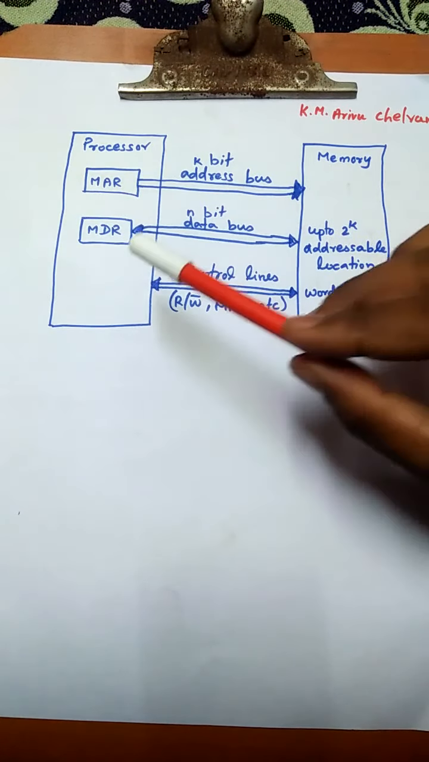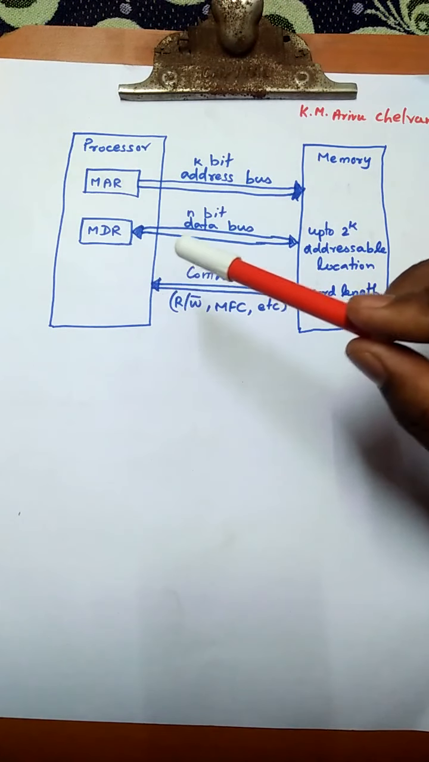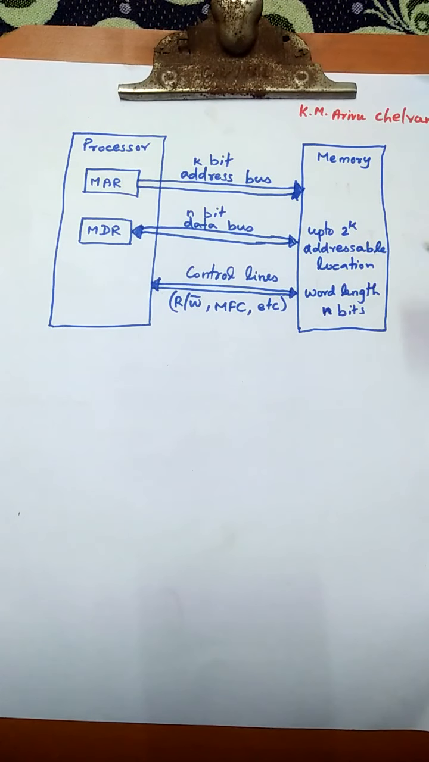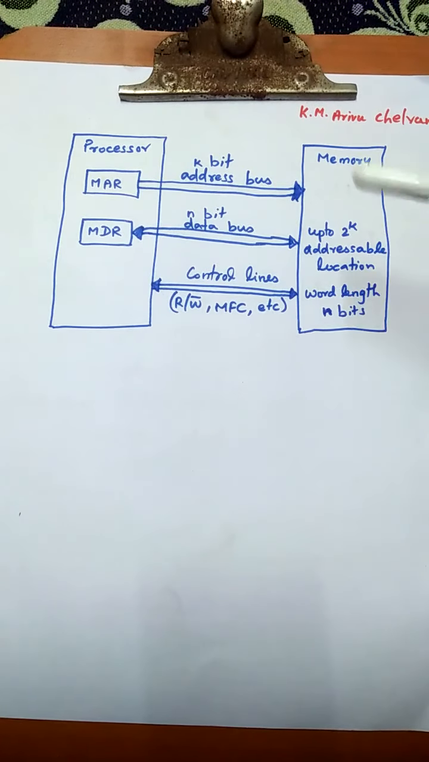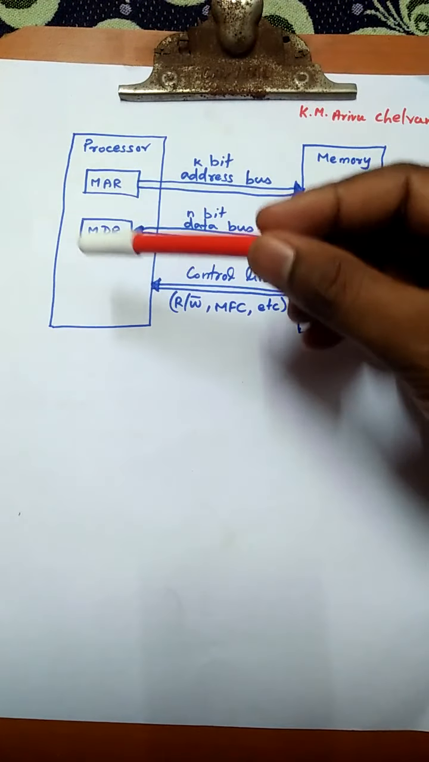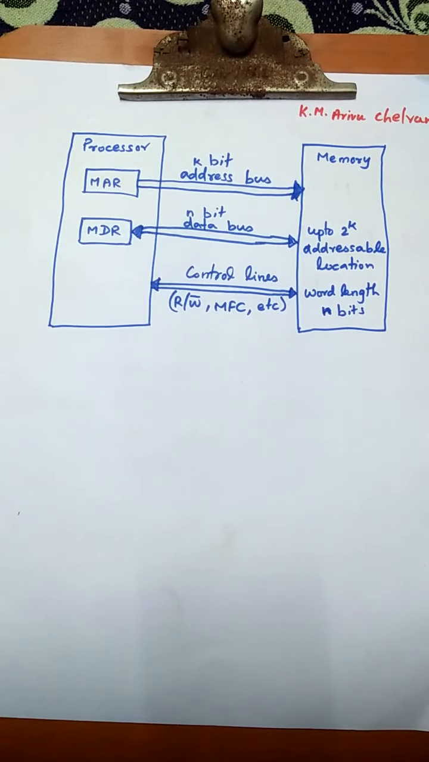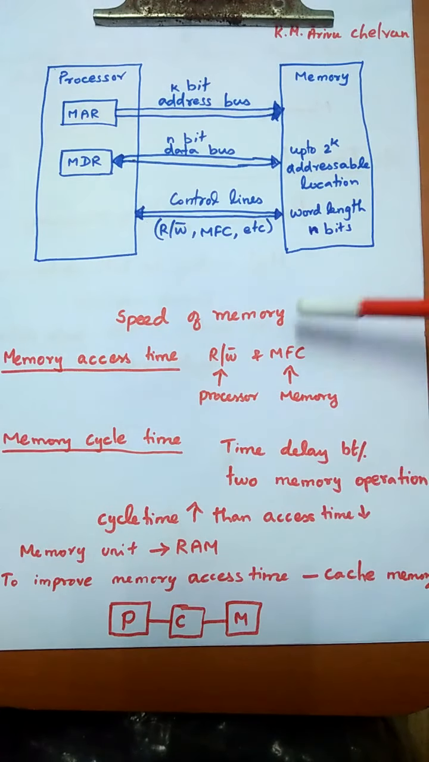Sometimes the data transfer may be completed in blocks. That is, consecutive locations need to be written. In such a case, block-wise copying or block-wise data transfer is done. Those things we will discuss in following classes. Let us see the speed of memory now.